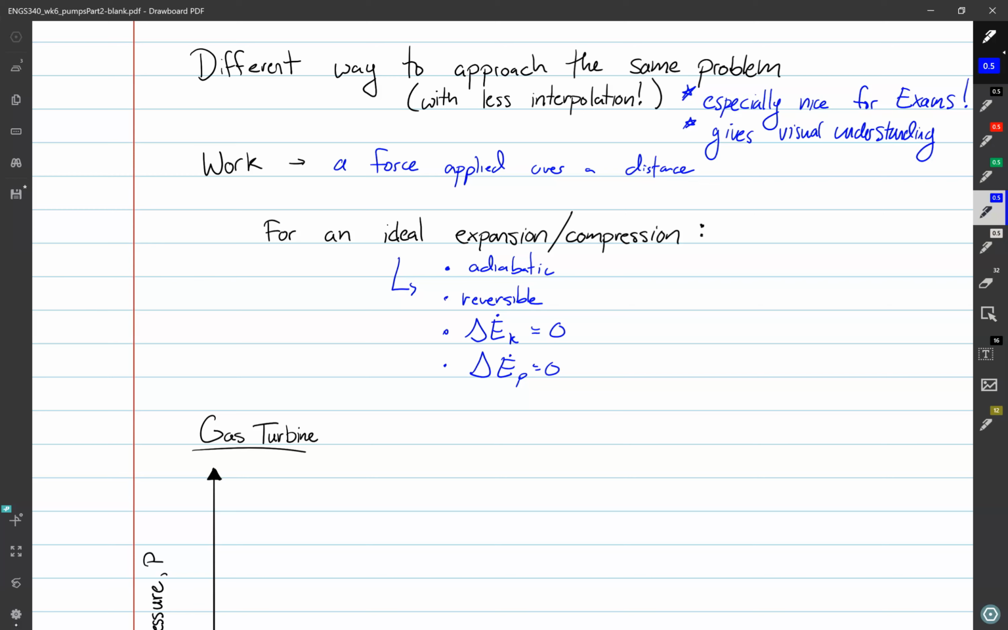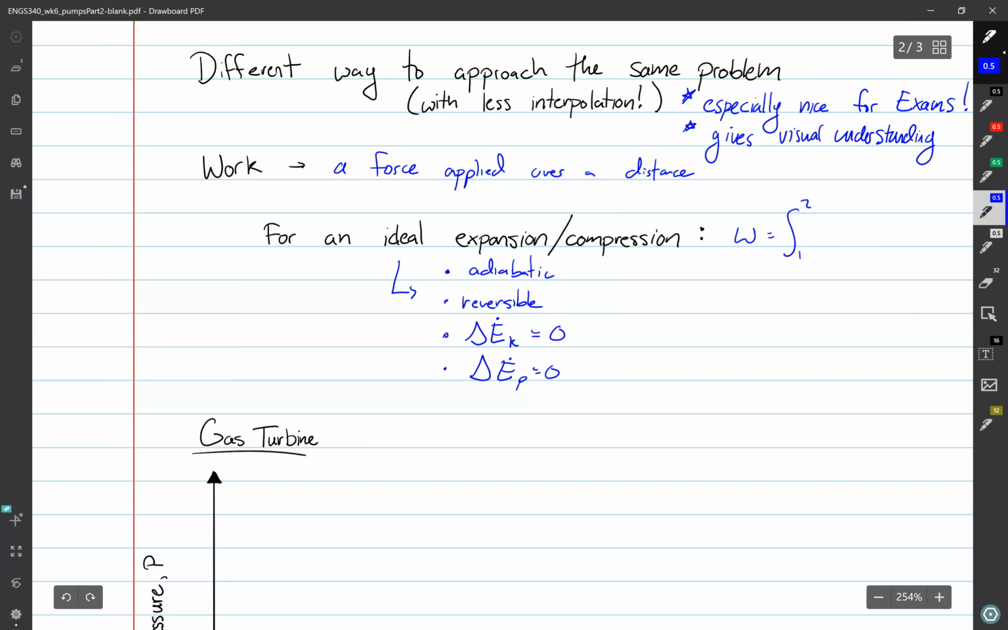Anyway, if these things are all true, as they were before, then our work for a reversible process can actually be thought of as just the integral from state 1 to state 2, and that's actually the negative of the integral of specific volume d pressure. Specific volume and pressure. Think about how this looks.